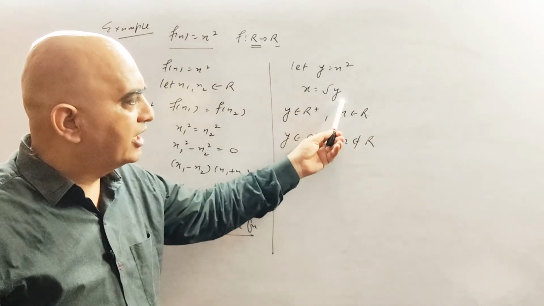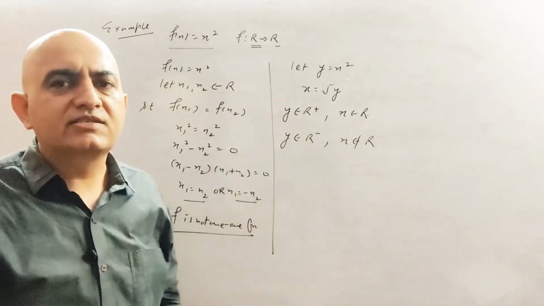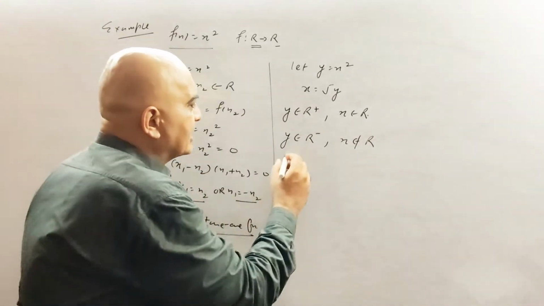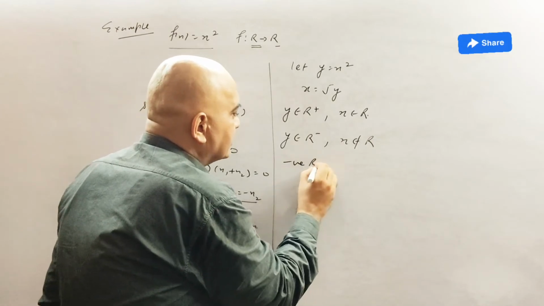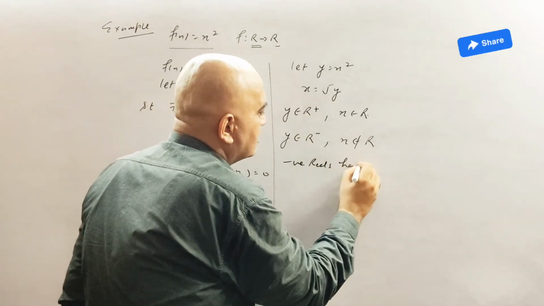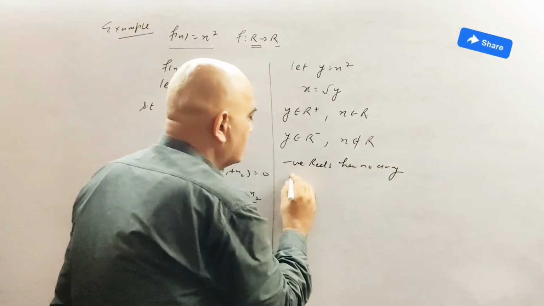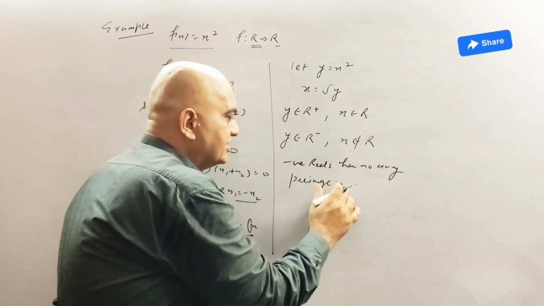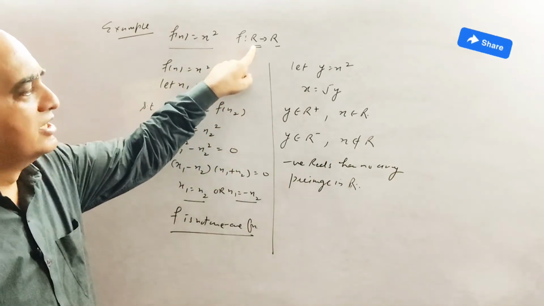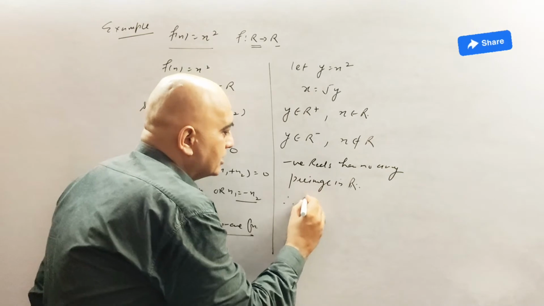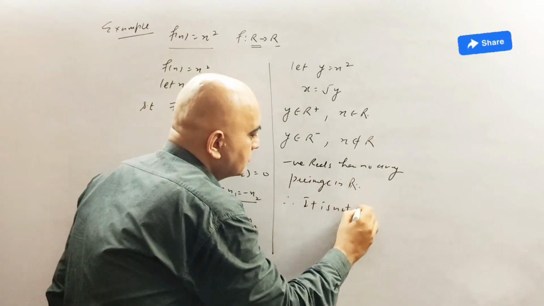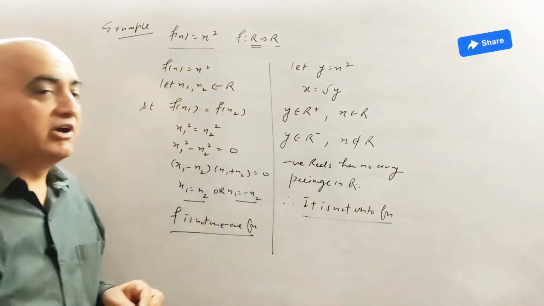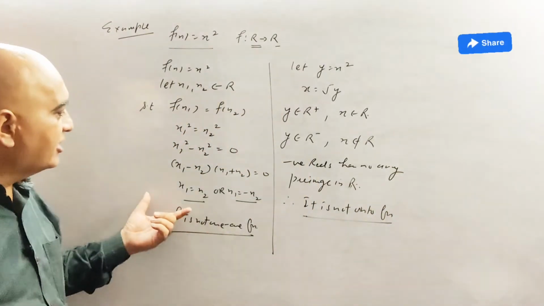If you substitute any negative number here, you will not get any element of type x which is a real number. So definitely we can say that negative reals have no pre-image in set A, means in R. What is our set A? Set of reals. Therefore, it is not an onto function. Because for 1-1, what did you say? This criteria should be fulfilled.